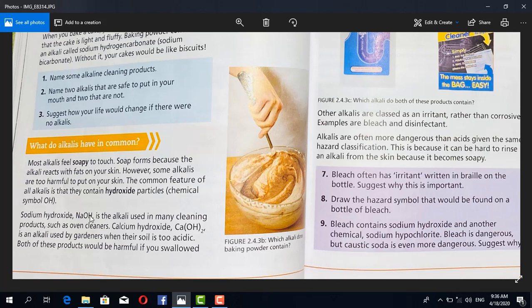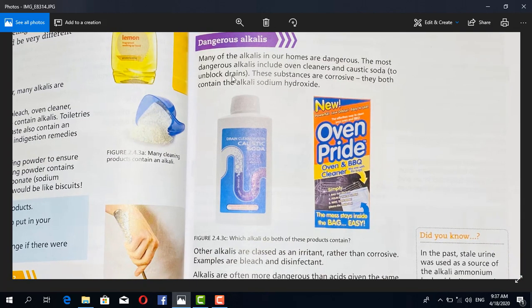Sodium hydroxide, for example, is the alkali used in many cleaning products such as oven cleaners. Calcium hydroxide is used by gardeners when their soil is too acidic, to neutralize it a bit so that plants grow properly. Many alkalis in our homes are very dangerous.